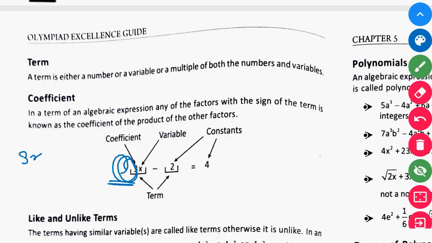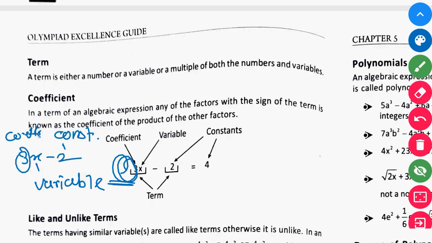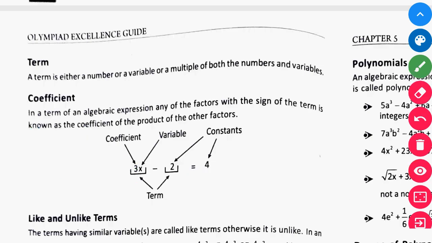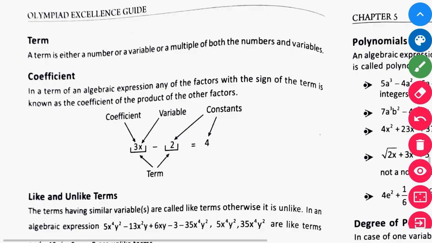For example, 3x minus 2. Here x is the variable, 2 is the constant, and this 3 is known as the coefficient, and this together is called a term. So these are some basic terminologies.